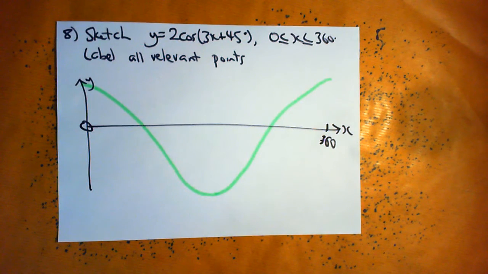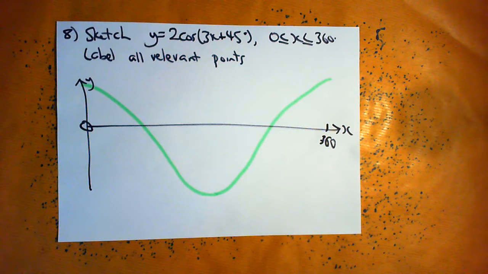Hello viewers, tutorial 8, question 8, and we're sketching the graph of y equals cosine of 3x plus 45 degrees for x being between 0 and 360. We then need to label all relevant points.